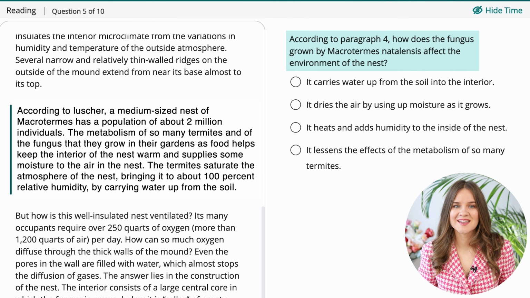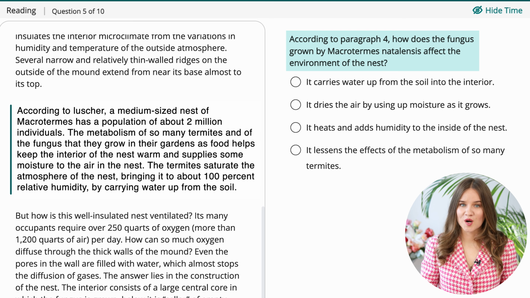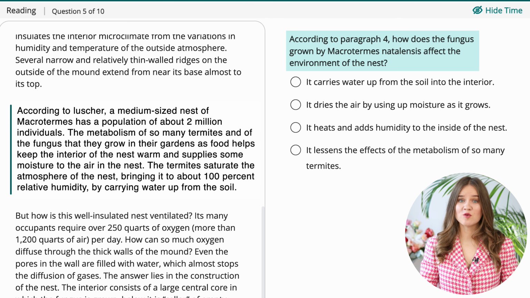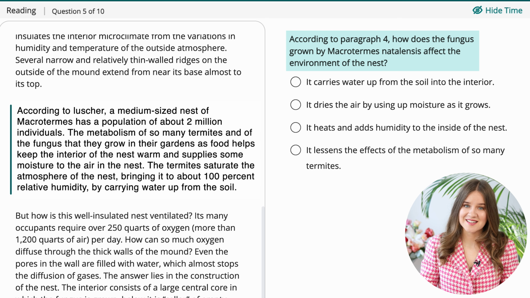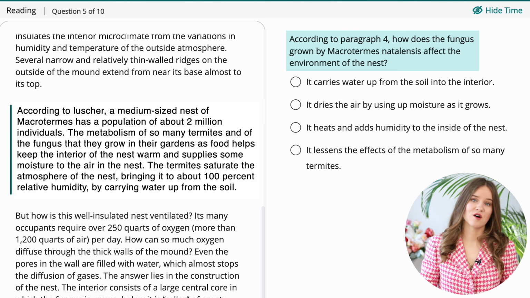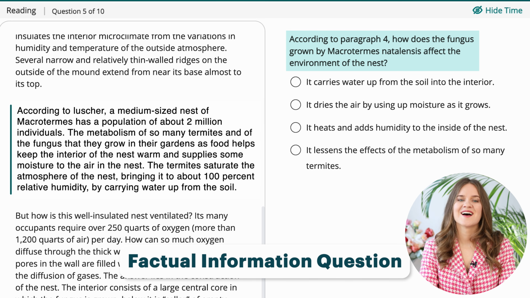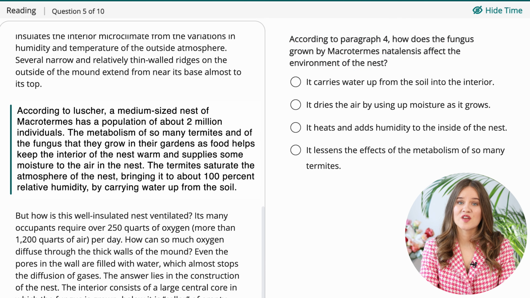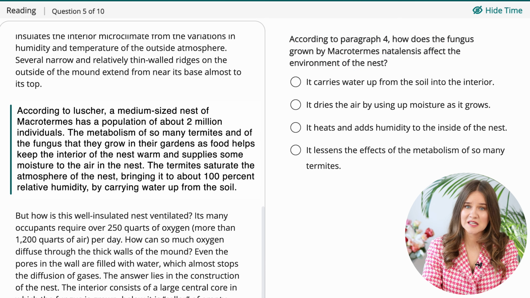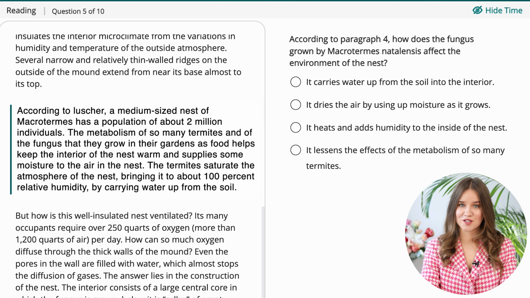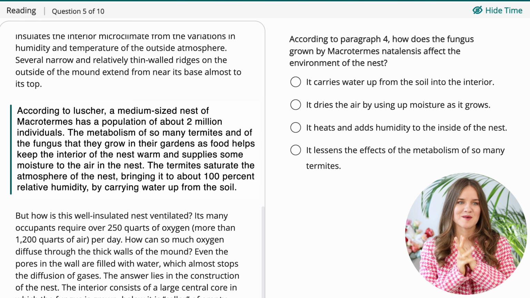Question 5. According to paragraph 4, how does the fungus grown by Macrotermes natalensis affect the environment of the nest? Another factual information question. As I said at the beginning of the video, this practice test is a great opportunity to improve your skills with this type of question. We're seeing a lot of them today.